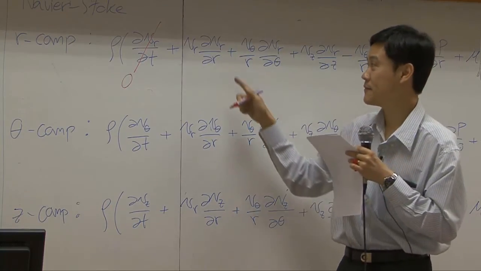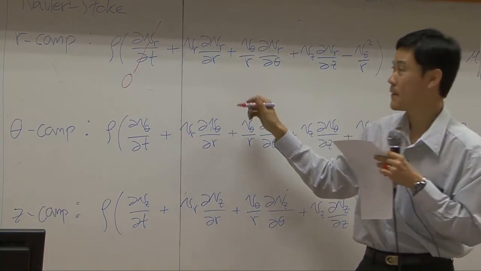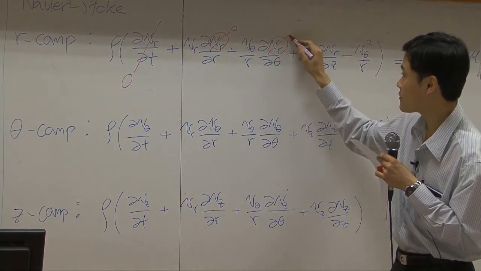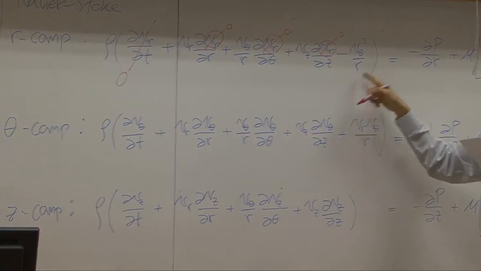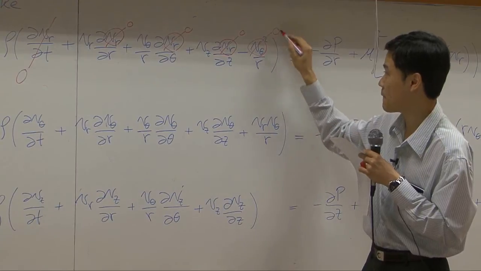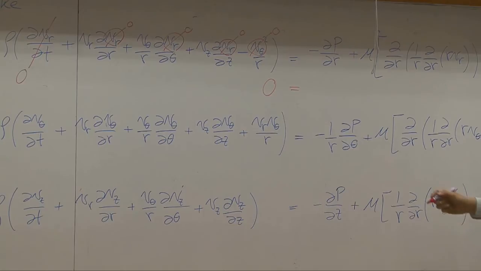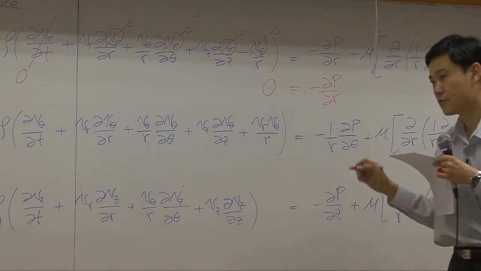Steady state. This term, is it 0? Yes. VR here is 0. All VRs are 0. Is this term 0? Yes. V theta is 0. So we have 0 on the left hand side. Is pressure a function of R? No. Or if you want to keep it, you can keep it. And you shall see later.